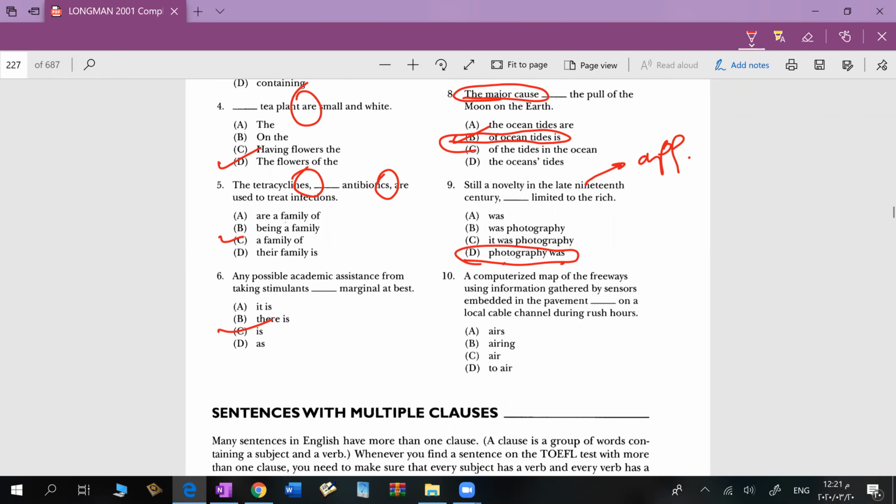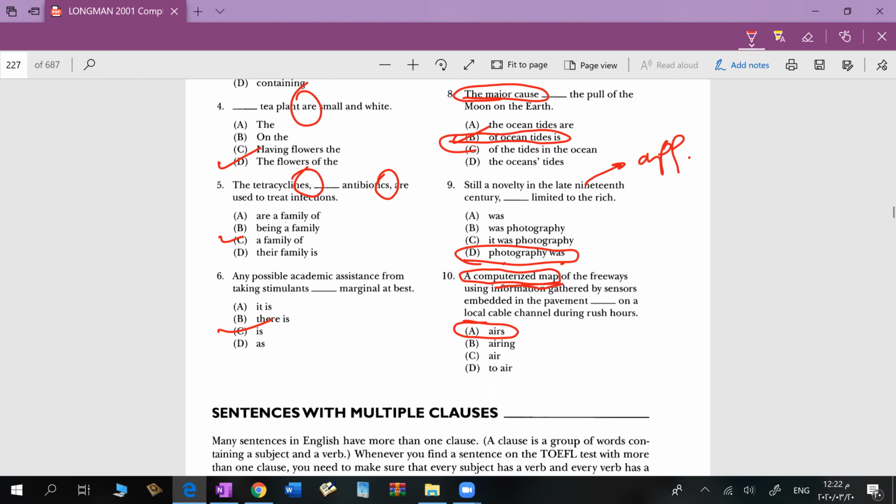Number 10: a computerized map of the freeways using information gathered by sensors embedded in the pavement on a local cable. A computerized map is the subject. We need a verb. So what verb do we have? Airs. We need to add an s because this is a singular noun, and when the subject is singular, with simple present, we add an s. A computer map airs on a local cable.